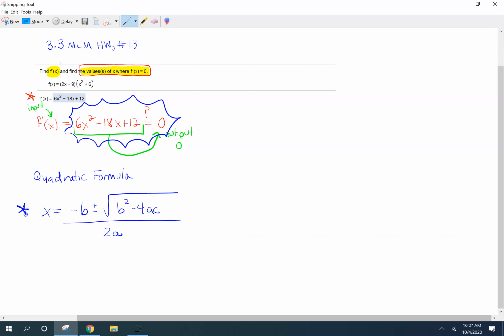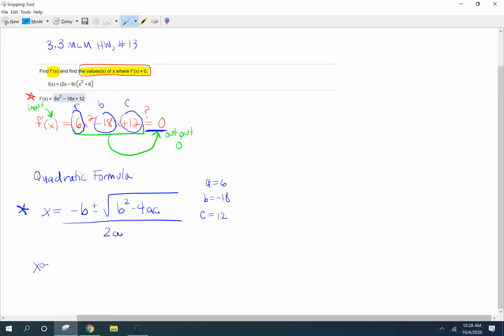We use this formula when you have a quadratic function set equal to 0. What the quadratic formula does is it finds those values of x, tells you what x equals, those inputs that would create an output of 0. So you can only use this quadratic formula if you have a quadratic function, which we do, and if that quadratic function is set equal to 0, which it is. So let's pick out our values here. The a is the value in front of the x squared term, so our a is 6. The b is the value in front of the x term, so our b is negative 18. And the c is the constant value at the end, so our c is 12.